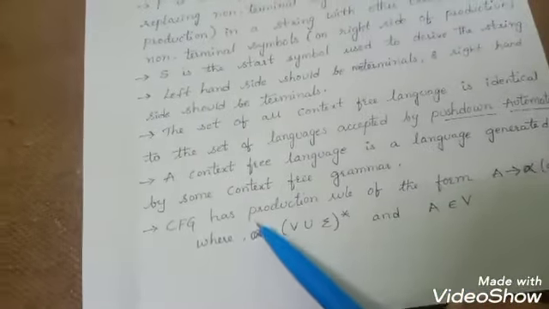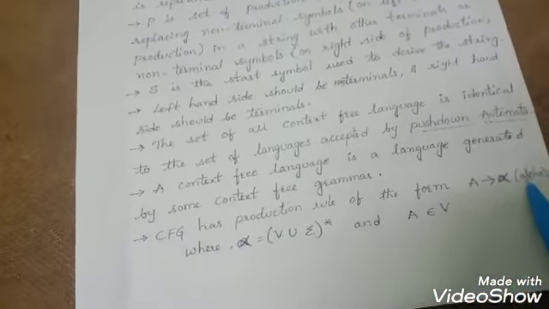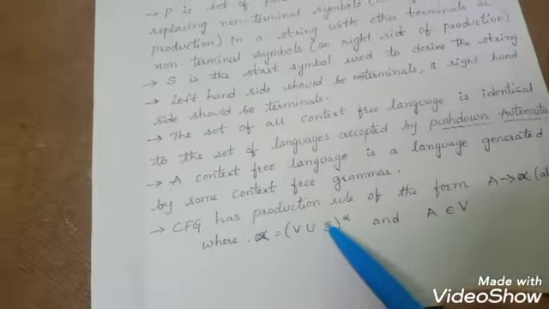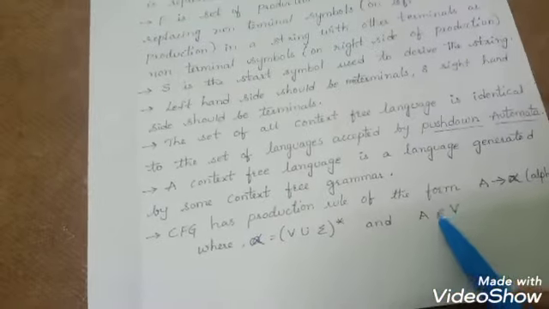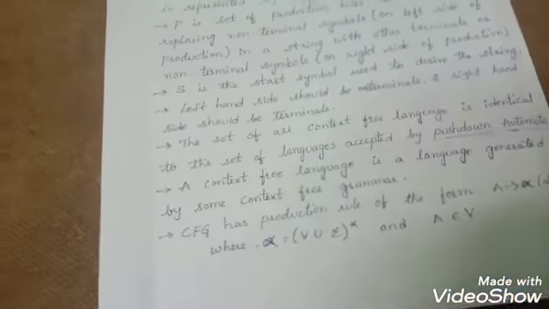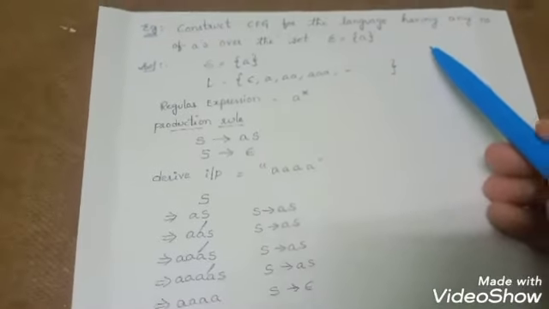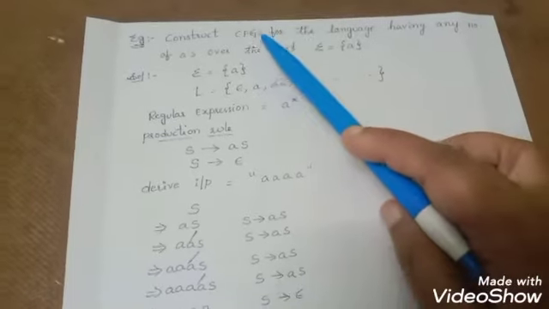Context free grammar has production rules of the form A produces alpha, where alpha belongs to (V union sigma) star, or A produces epsilon. So this is the production rule; it will be in this form. By taking an example, we can understand the context-free grammar clearly. So we have taken an example.